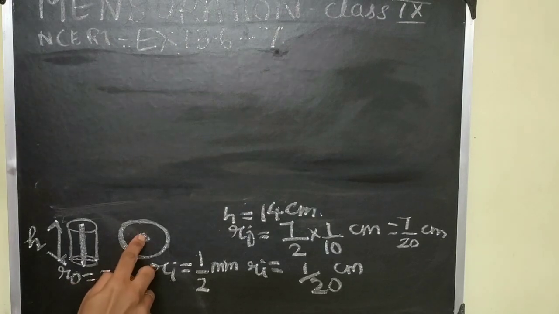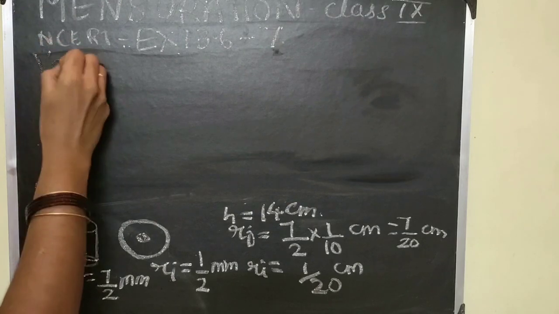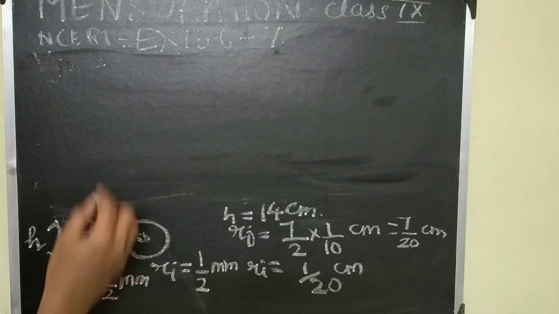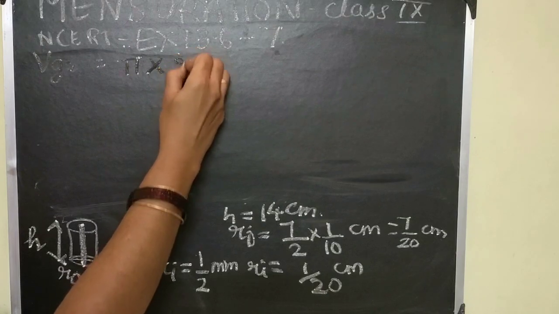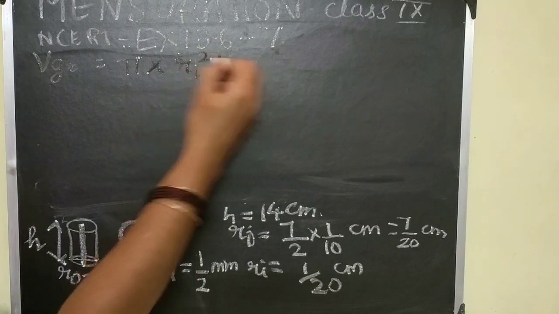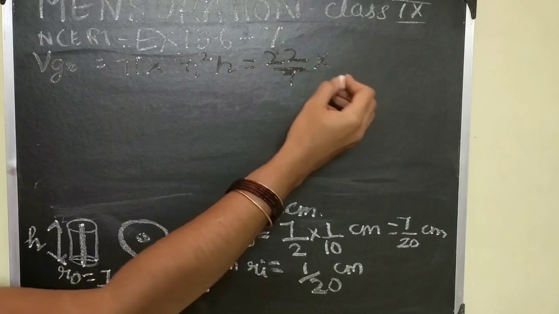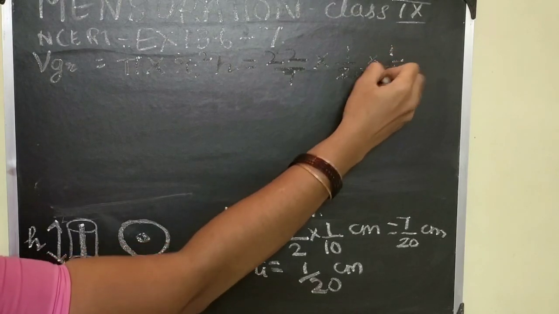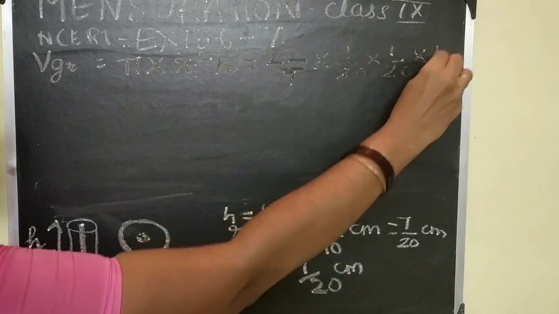So first I'll find out the volume of the internal graphite. Volume of the graphite is going to be, for the volume of a cylinder, the formula is pi into area of the base, which is a circle. So pi r square h, but here r I am going to take as the inner one, so Ri. So this comes to 22/7 into (1/20) whole square, into the height, which is 14.